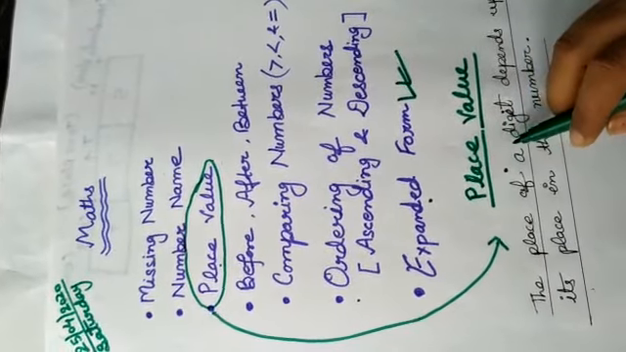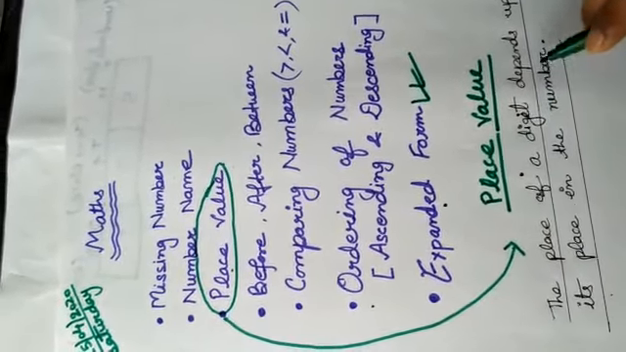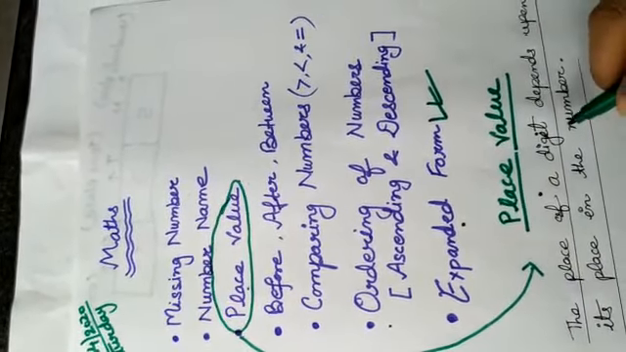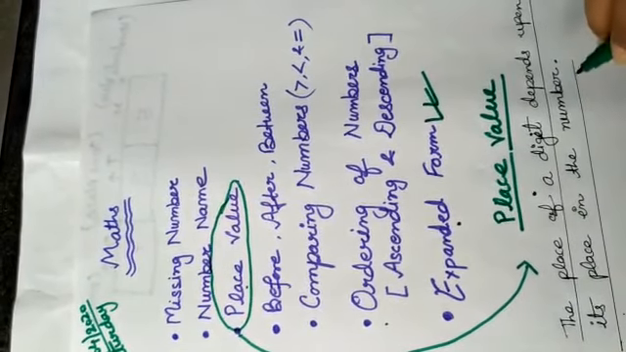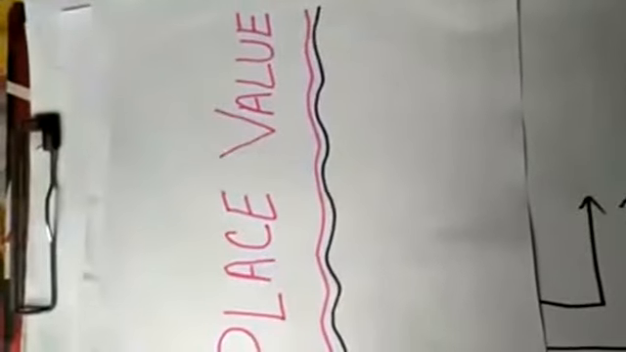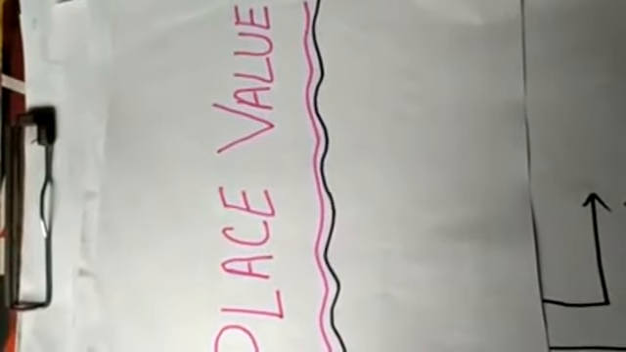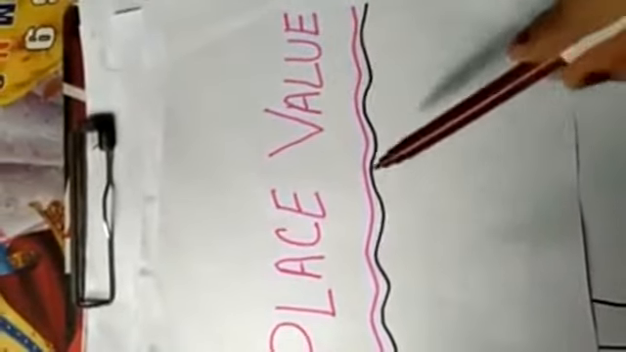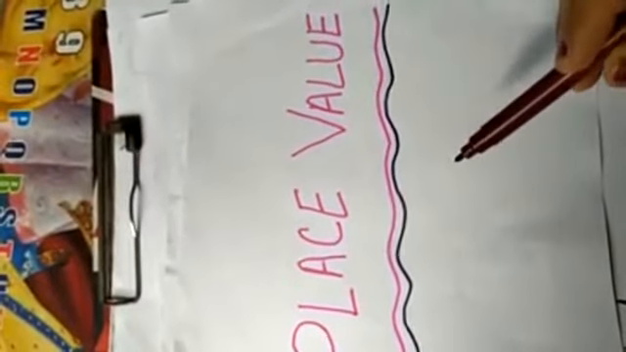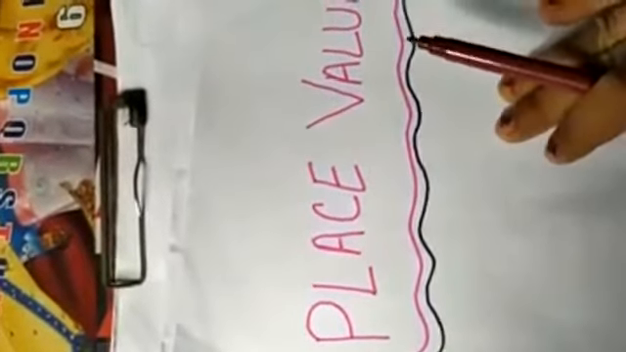Okay, what is the place value? The place of a digit depends upon its place in the number. Okay. Let's see another way. Hello kids. Today we are going to study about place value. In place value we'll study about the place at which a number is. In your previous class you must have studied this.